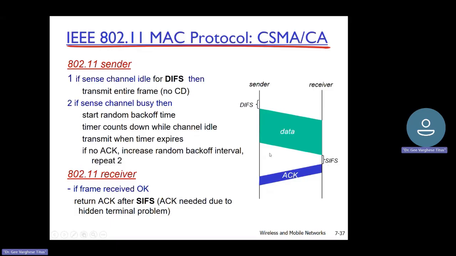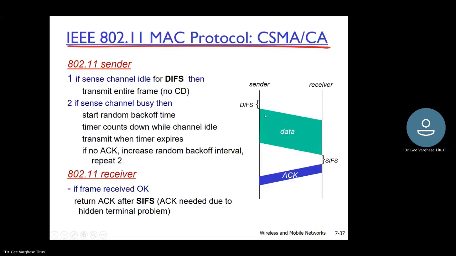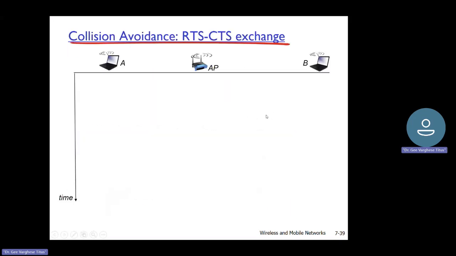But this doesn't solve the whole thing. We'll see that the second figure is more explanatory. There can still be collisions here. So what we do is go one step further. We can have the four-frame structure, RTS and CTS. We'll see how that works.